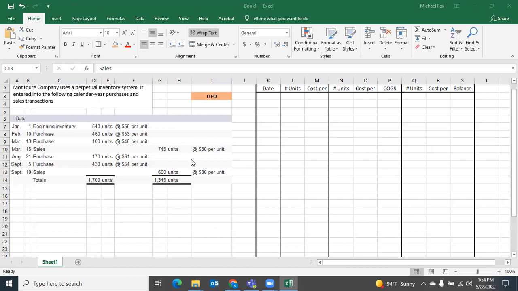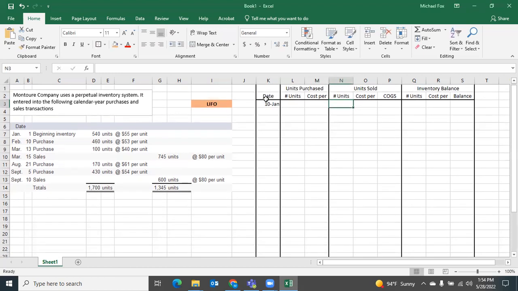So we can see this is the Montour company, and they had a beginning inventory of 540 units on January 1st. So we'll start by entering that into our record. There was no purchase and nothing sold. This is just the units they had at the beginning of the month. So 540 units at a cost of $55 per unit means that they had $29,700 in inventory at January 1st.